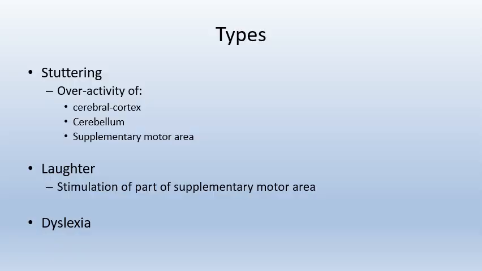Now there are a few terms of interest. Number one is stuttering. Stuttering is a condition in which one is unable to produce smooth sounds. This is said to be due to overactivity of the cerebral cortex, cerebellum, and the supplementary motor area. This shows that there has to be a good relationship between the cerebral cortex, cerebellum, and the supplementary motor area to produce smooth sound. Then another term is laughter, which is said to be due to stimulation of parts of the supplementary motor area.